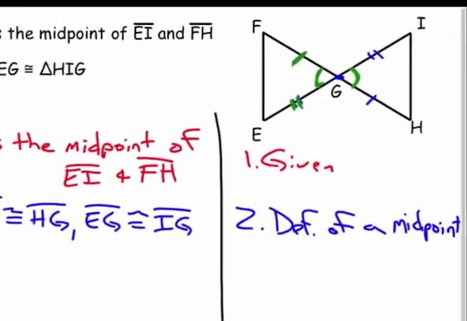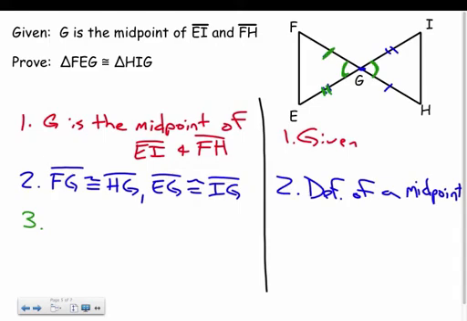So I could say angle, I can't just say angle G, because I don't know which angle I'm talking about. I'd have to say angle FGE, or EGF, is congruent to, it's vertical, so angle IGH. And we just said, I could say definition of a vertical angle, or it's actually a theorem as well. Vertical angles theorem.